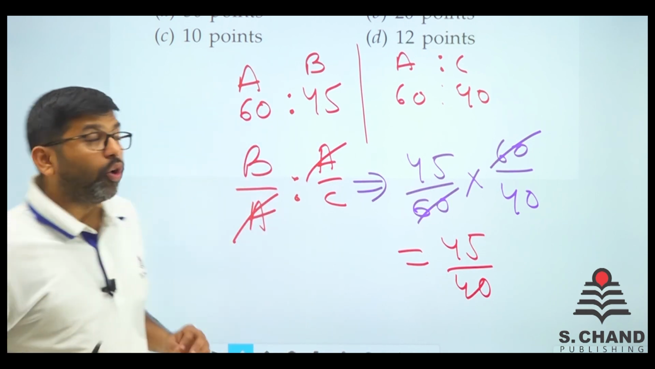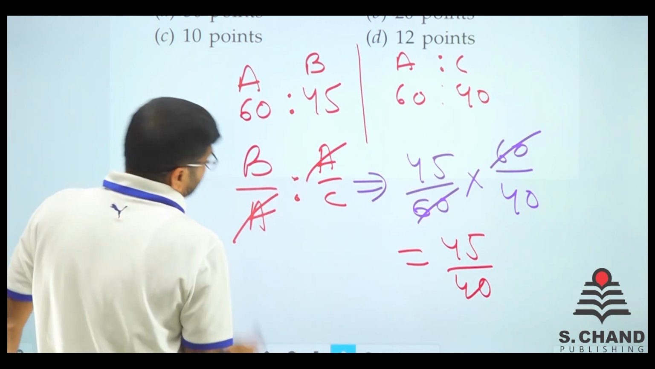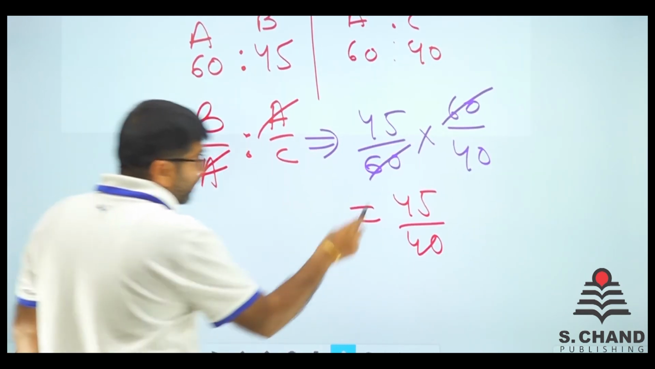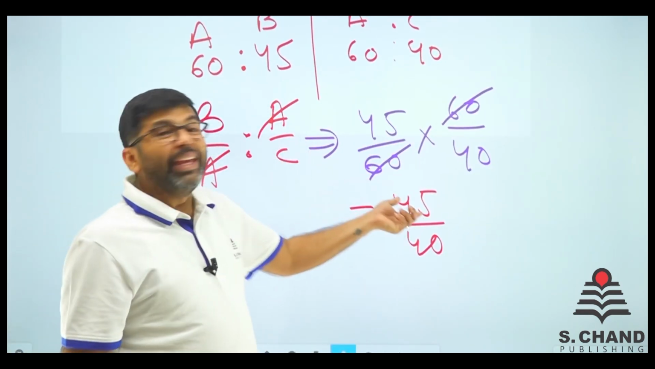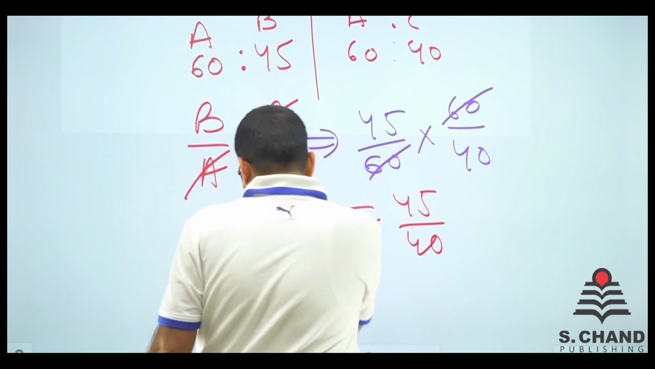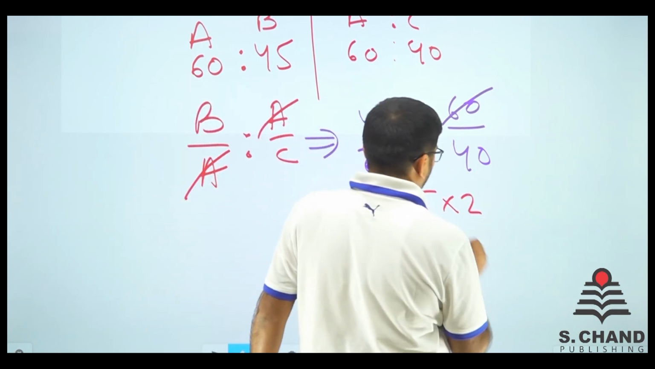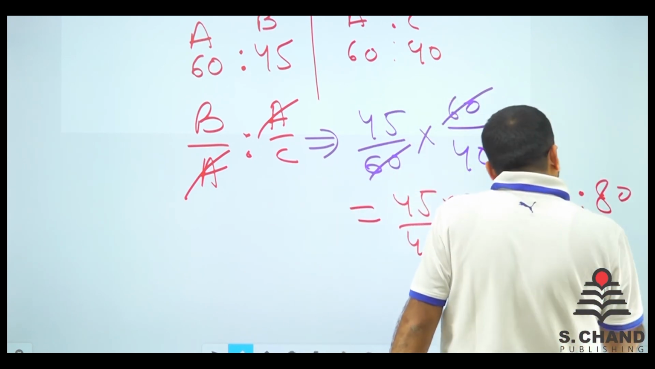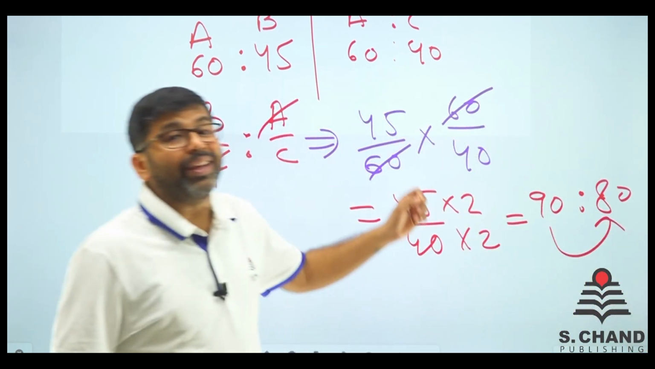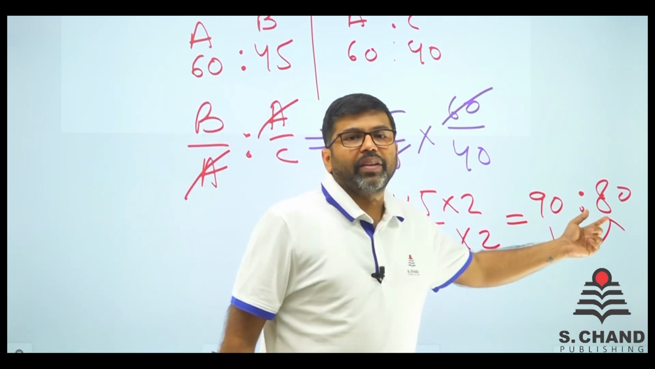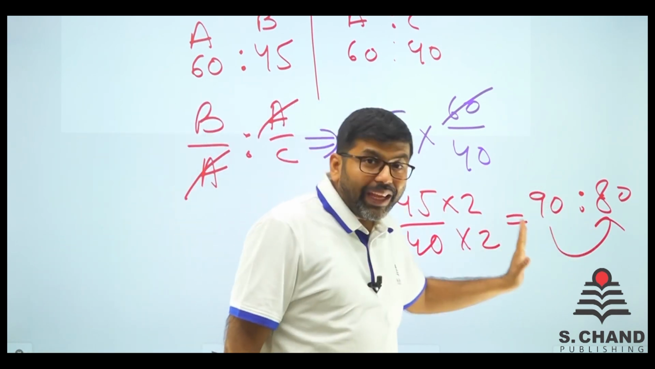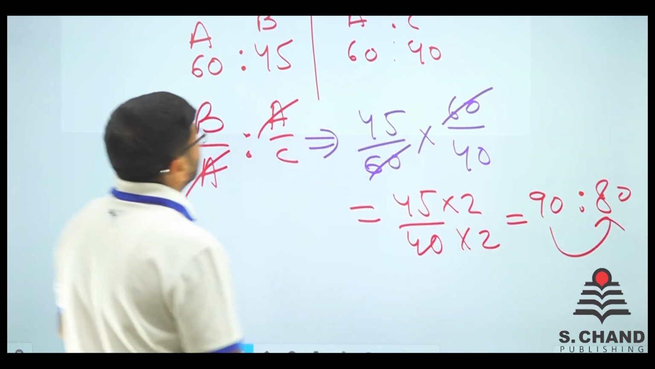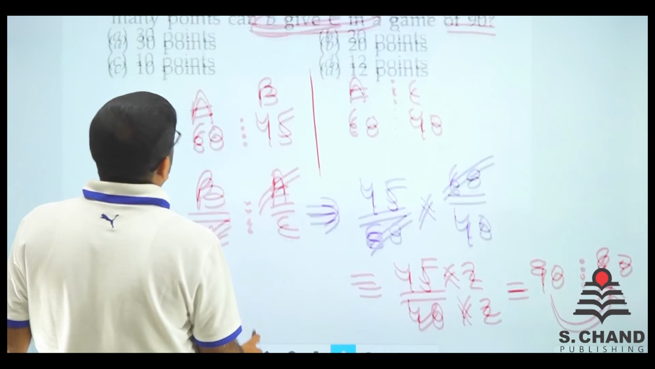Why? Because the question is asked, now the new game is of 90 points. So this must be 90. B को 90 कैसे करेंगे? Just multiply these two by 2. So it is 90 is to 80. So how much points 90 can give to 80? What is the difference? Difference is 10. So this B can give 10 points to C. So answer is 10 points. Is there any option like 10 points?